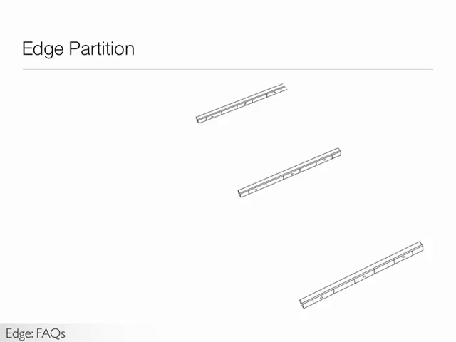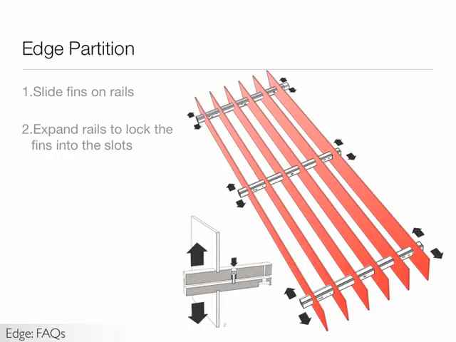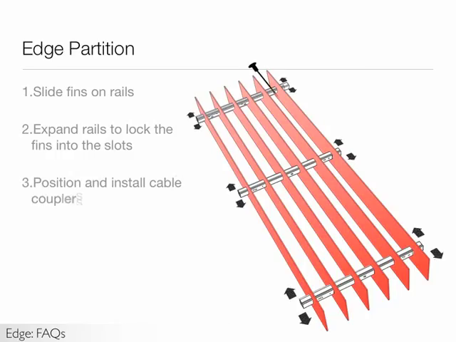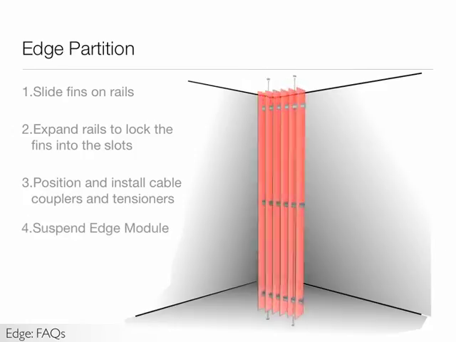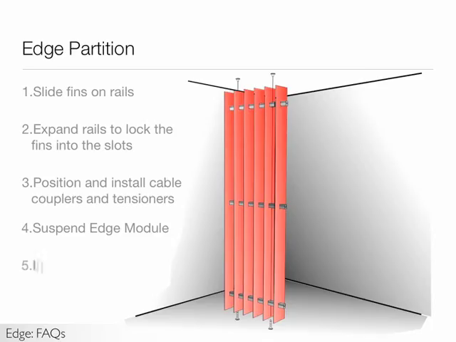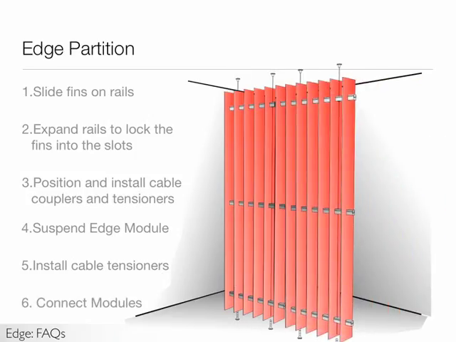For Edge partition, step 1 is to slide the fins on the rails. Step 2, you expand the rails to lock the fins into the slots. Step 3, you position and install the cable couplers and tensioners. Step 4, you suspend the Edge module. And finally, step 5, install the cable tensioners. Also, depending on the installation, you may need to connect Edge modules together as a final step.